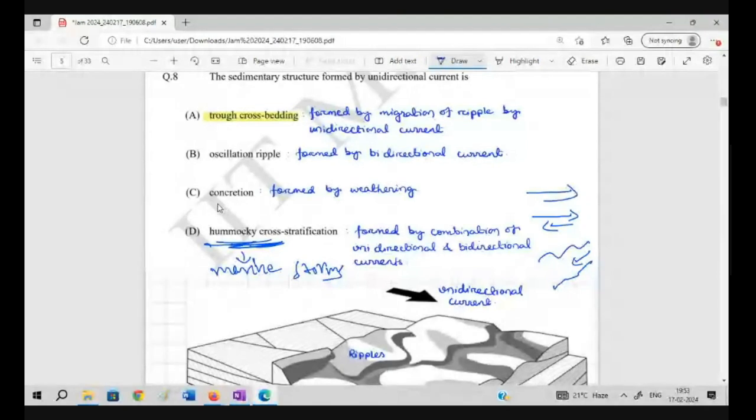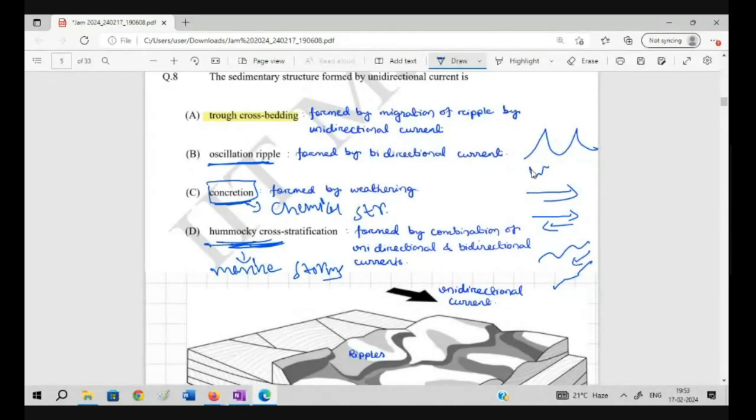Similarly, in option C, concretions are a chemical structure. It is a chemical sedimentary structure, formed by precipitation from a chemically active fluid. And option B is about the oscillation ripples. The oscillation ripples are also known as wave ripples. They look like this, and they are formed by wave action only.